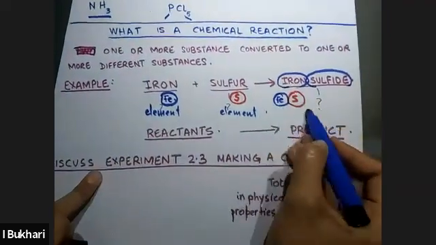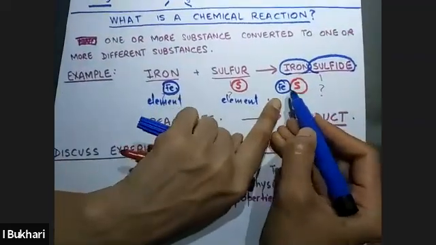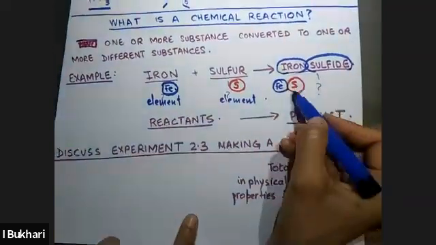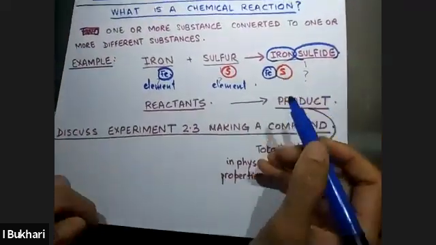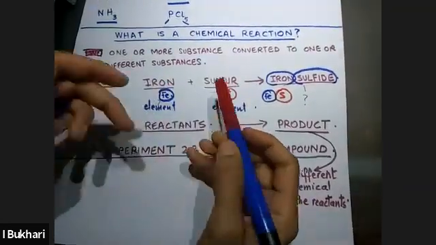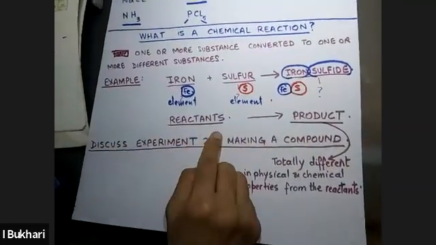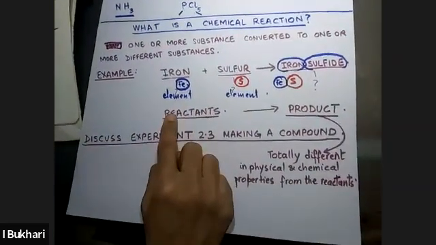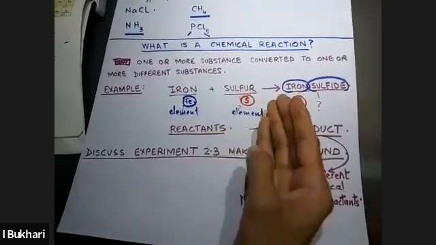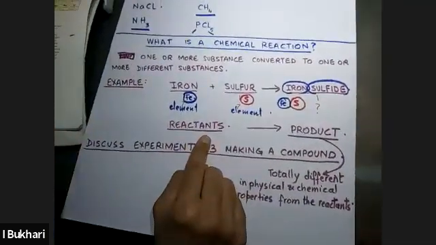Now this is one molecule, but it is made up of two different types of atoms, iron and sulfur. So that makes this a compound. I'll explain that as well. Now the substances which are reacting together are called reactants. And what you get at the end of a reaction is called a product, and the substances that react with each other are called the reactants.